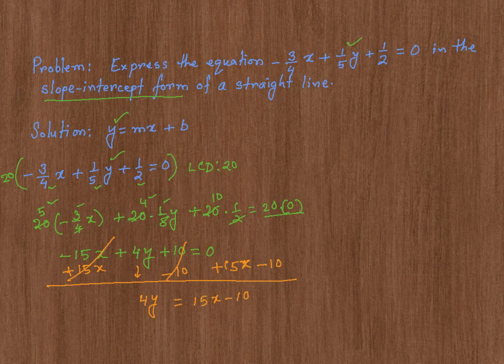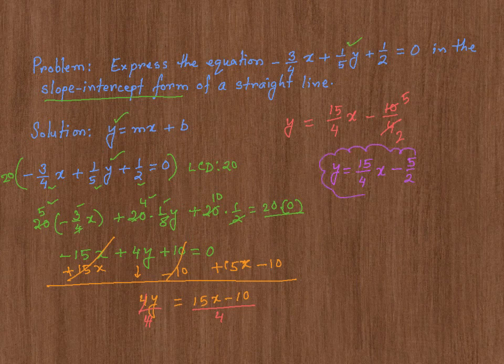Now I need to divide both sides by 4 because I'm solving for y. If I do that, on the left hand side I'm just left with y, and on the right hand side I'm going to break it into two pieces. It's going to be 15 over 4 x minus 10 over 4. Now this could be simplified further. 2 goes into 4 twice and 2 goes into 10 5 times, and that finally gives me the equation in the form y is equal to mx plus b, which is y is equal to 15 over 4 x minus 5 over 2. My b is negative 5 over 2.